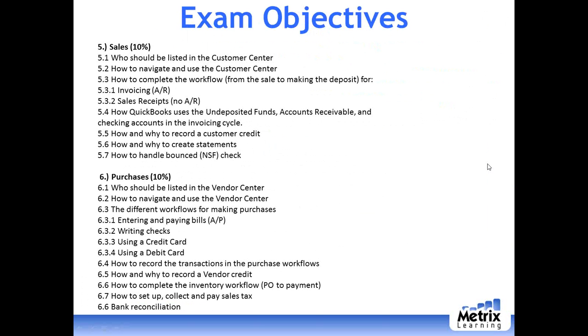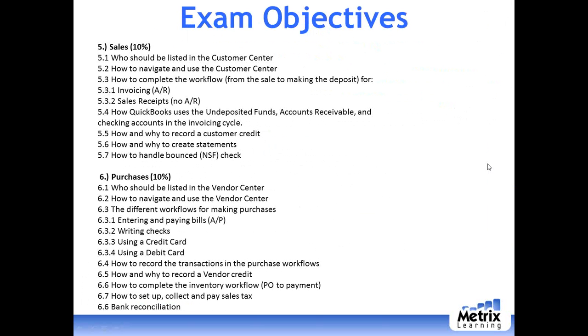So topic number 6 is purchases. Again, this is 10% of the questions asked. You will want to know who should be listed in the vendor center. So again, a vendor is anyone you pay. So this can mean subcontractors, utility companies, your landlord, tax agencies, or suppliers. Also, how to navigate and use the vendor center.